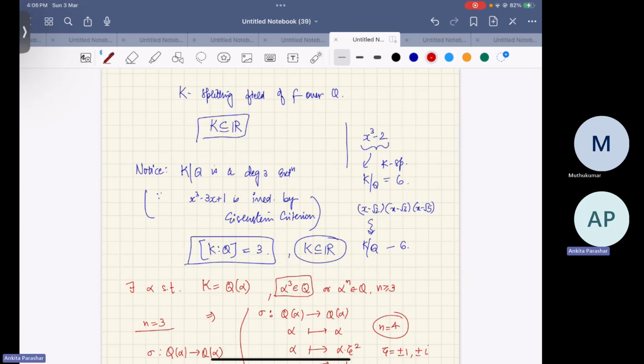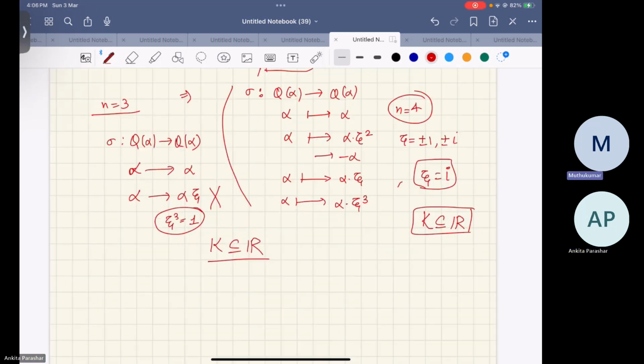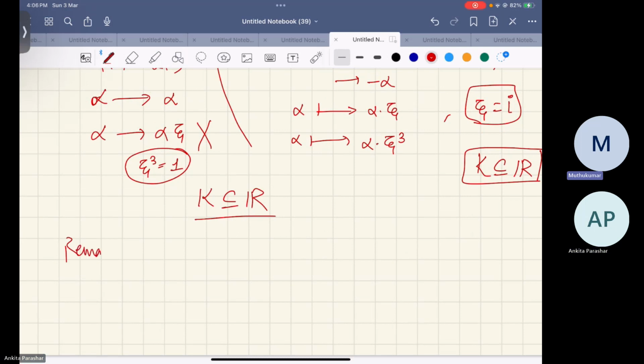As long as your splitting field is a real field and the degree is 2, you are safe. If your splitting field has degree more than 2 and is real, there is no possibility you can make it a simple radical extension. So therefore, just a remark: a degree 2 extension is always a simple radical extension.